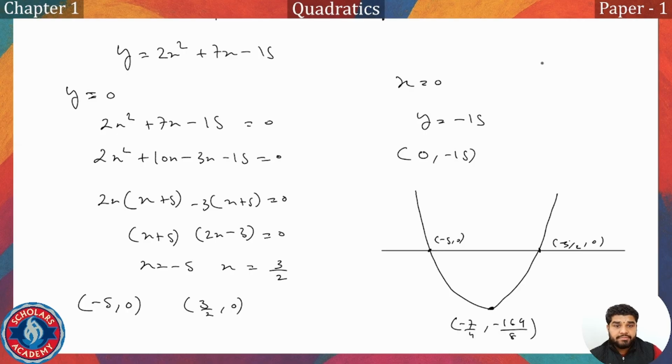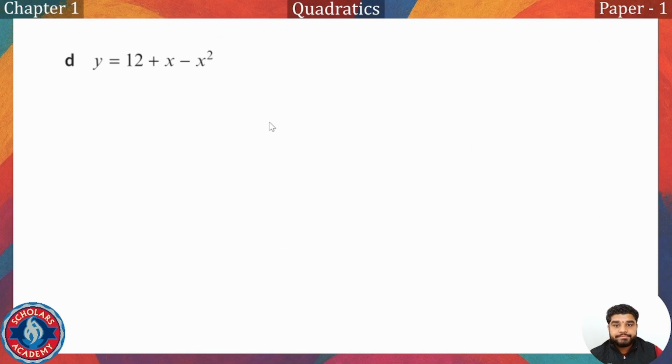And the intersecting point of the y-axis will be somewhere around here. So this I get as 0 comma negative 15. All right, I hope it is clear. Let's go towards the next question.